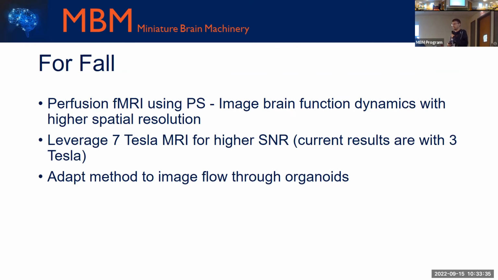So for fall, our plans are to apply this PS method to perfusion fMRI, so we can see throughout the time points the functional dynamics of the brain and how they change in response to tasks with higher spatial resolution. And we also want to leverage a 7 Tesla MRI to get a higher signal-to-noise ratio. Current results are with a 3 Tesla. We also want to adapt this method to image flow through organoids.